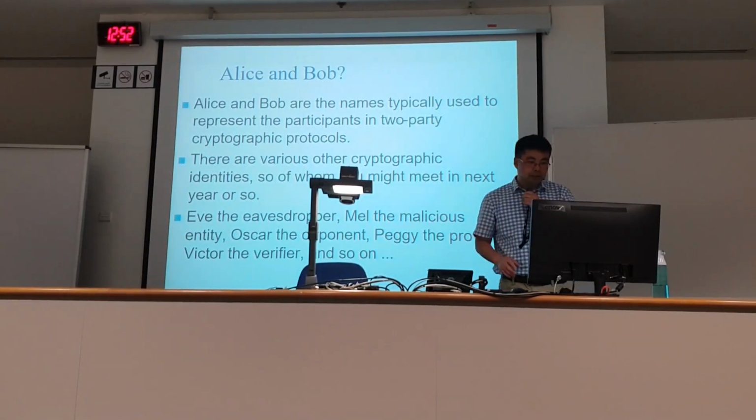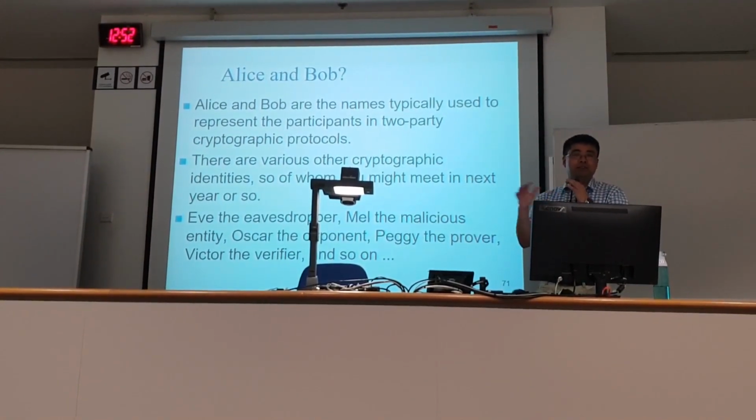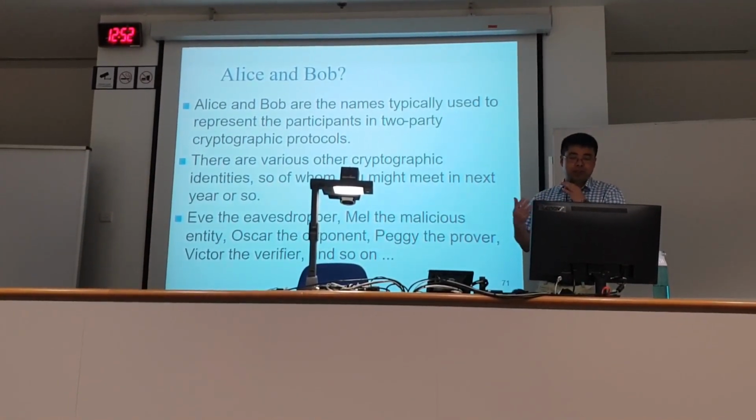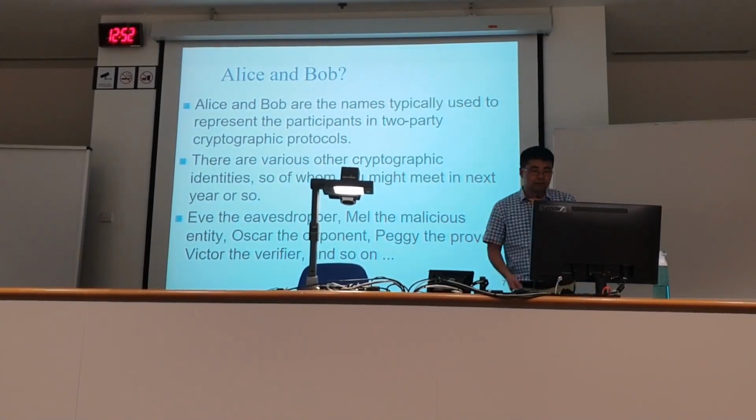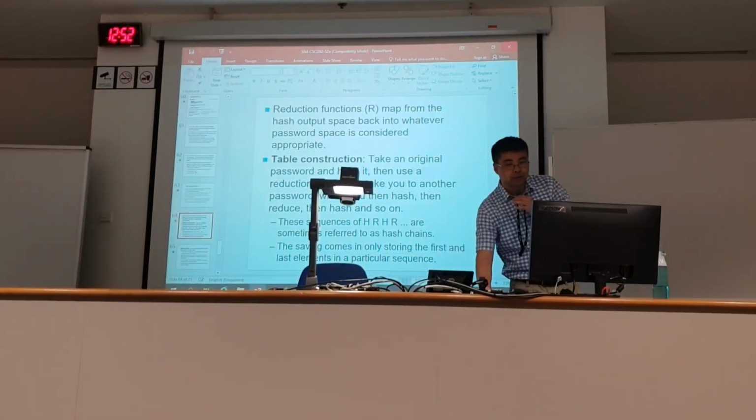In the slides, similar to our security subject, we usually use Alice and Bob to represent a client and server, and we may use Mel, Eve, or Oscar to represent the attackers. This is a tradition used in security research.